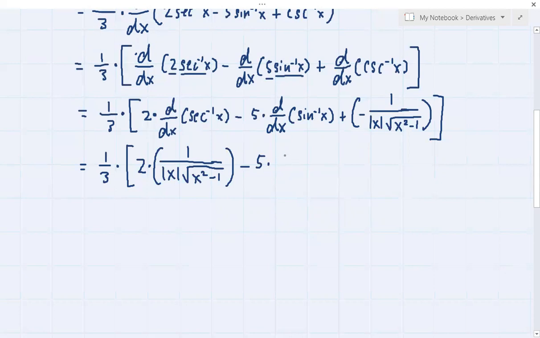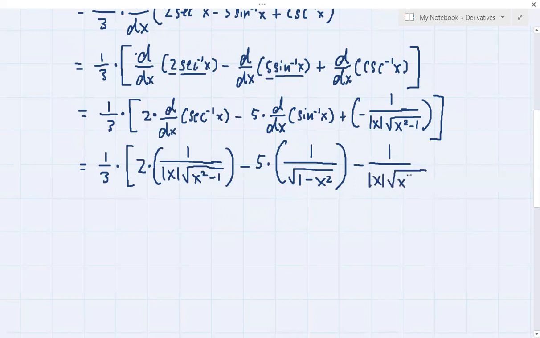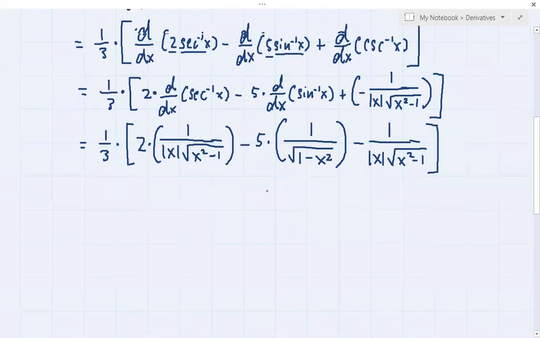So, anong derivative ng arc sine? If you're going to recall, this is 1 all over the square root of 1 minus x squared. Okay? And since dito naman sa last term, we have positive and negative sign, mangyayari dyan, positive times negative is negative. So, magiging minus 1 all over absolute value of x times the square root of x squared minus 1. Ayan. So, let's multiply them.